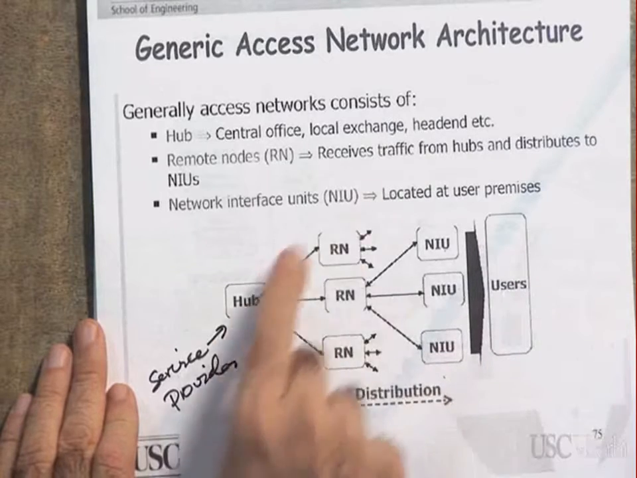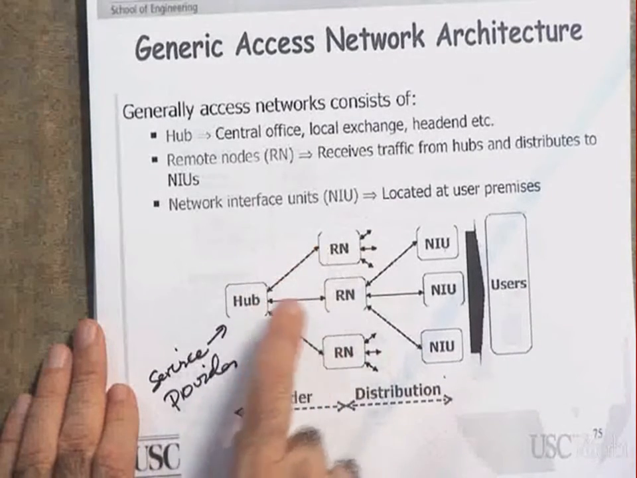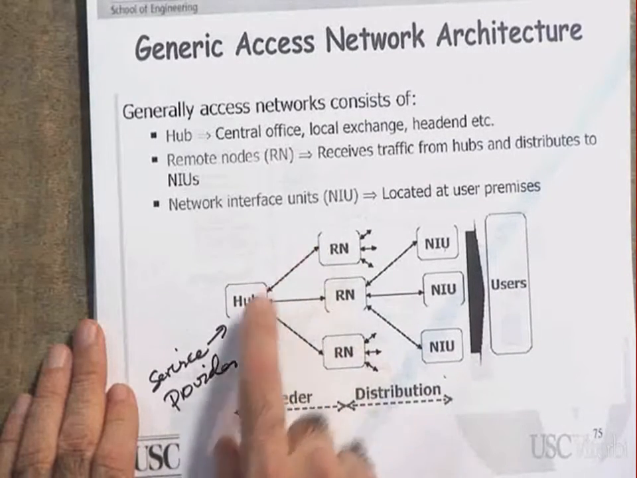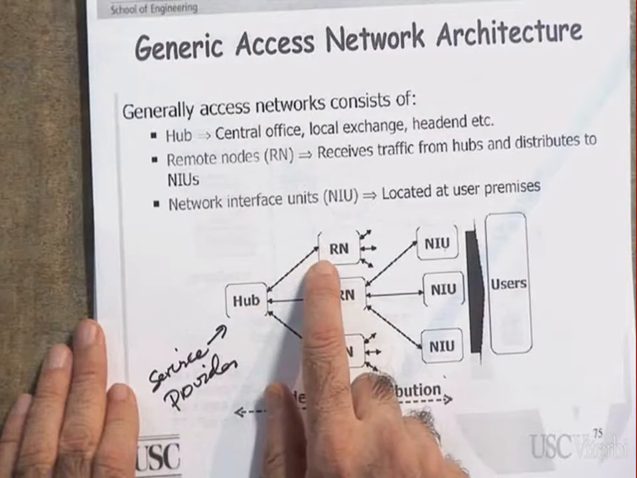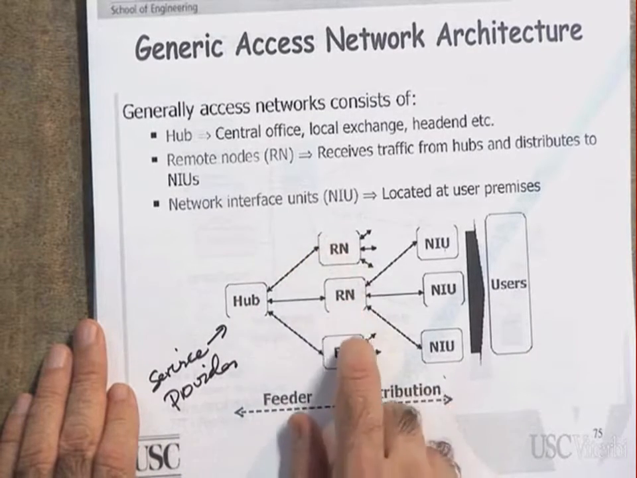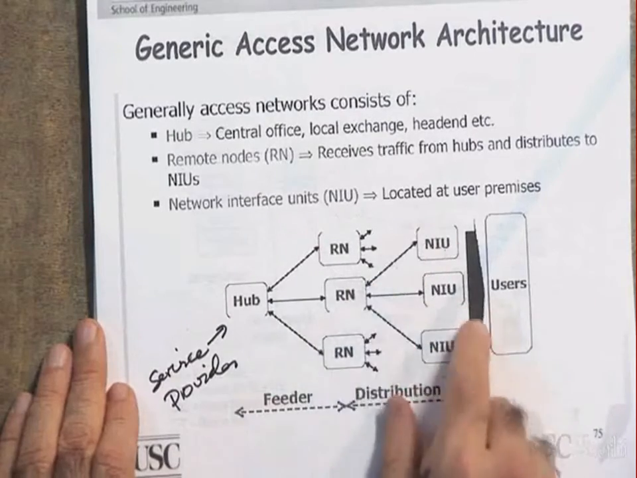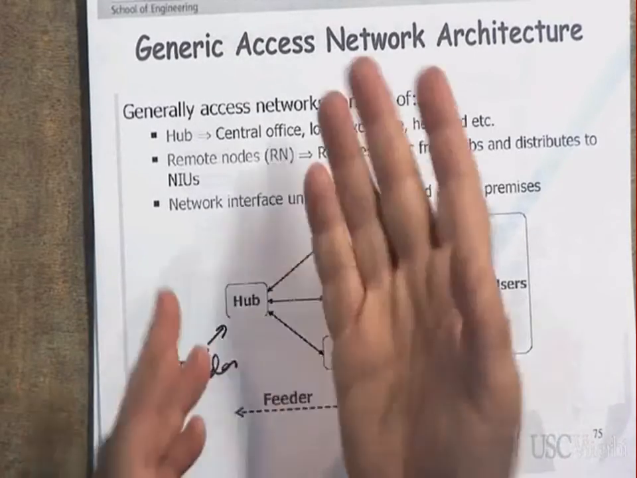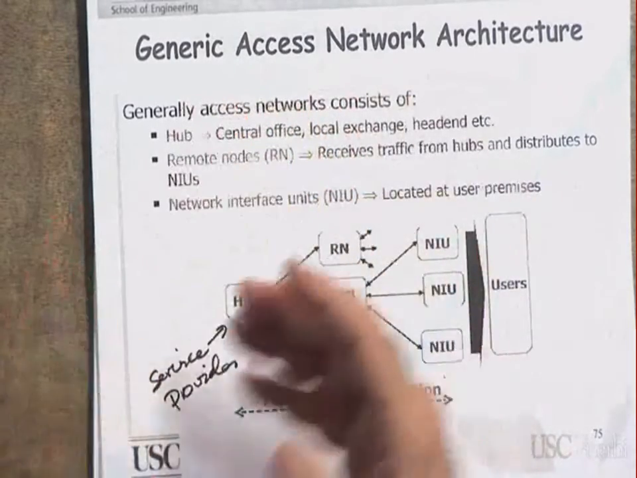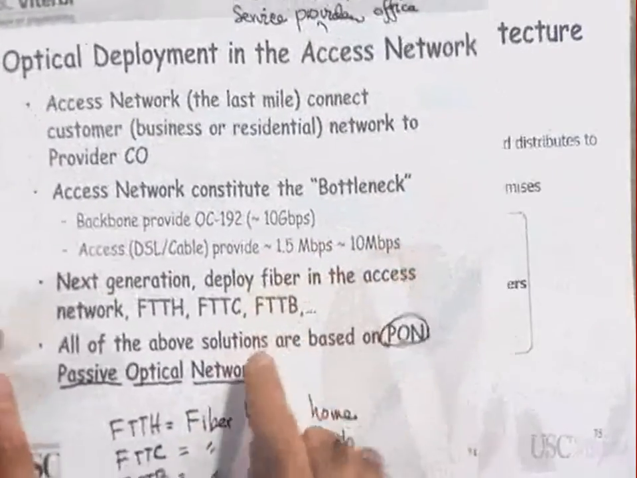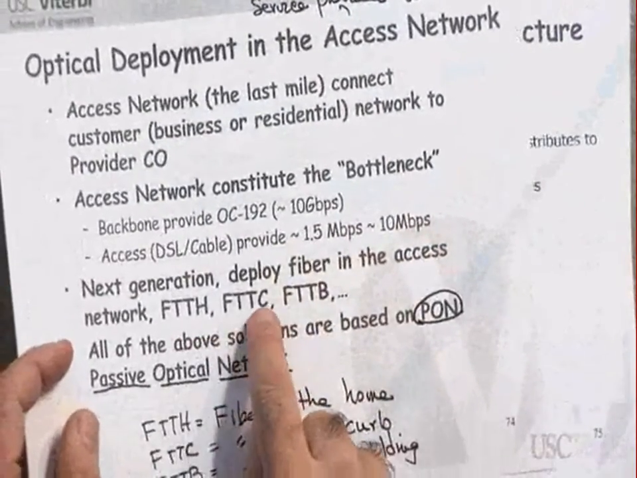The service provider will feed the optical signals to all of these remote nodes, and the remote nodes will distribute it to the different network interface units. This is a generic architecture. Generic means it does not depend on whether it's FTTH or FTTC and so on.